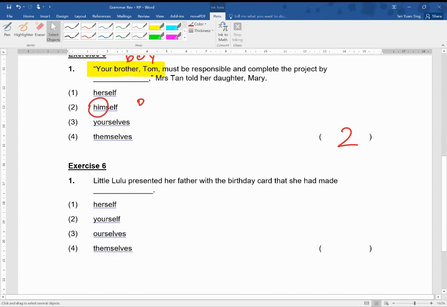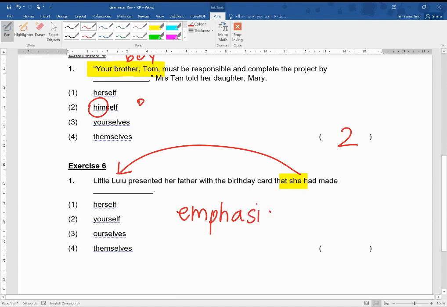Let's move on and look at exercise 6, question 1. Little Lulu presented her father with the birthday card that she had made blank. So who am I looking for in this sentence? I'm actually looking for she. And she is referring to little Lulu over here. They are the same person. Now for this question, what the sentence is trying to do is to emphasize, which means to remind strongly, that little Lulu was the one who made the card. So little Lulu and the word she here indicates that it is a girl. And so we will be looking for the word her. And I can see it in option number 1 over here. And therefore my answer is 1.